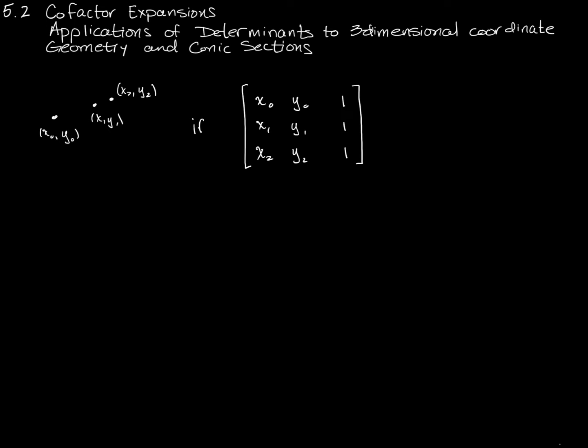Perhaps you'll remember that in a previous video, we looked at the idea that if 3 points are on the same line, we can determine that they are on the same line by, I'll give these points coordinates, setting up a matrix where the third component in each row is a 1, and if the determinant of this matrix equals 0, then the points are collinear.